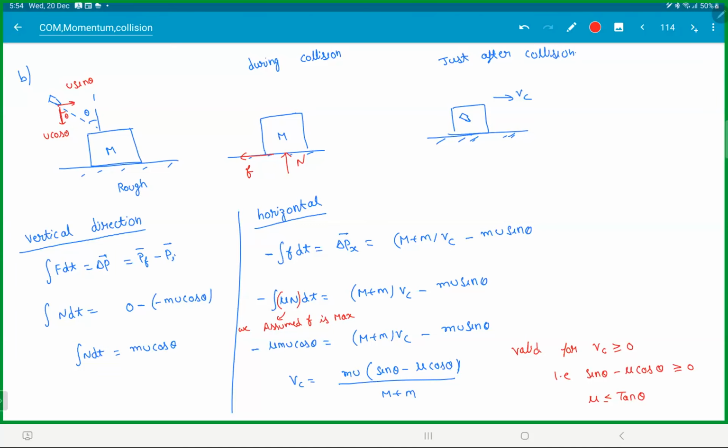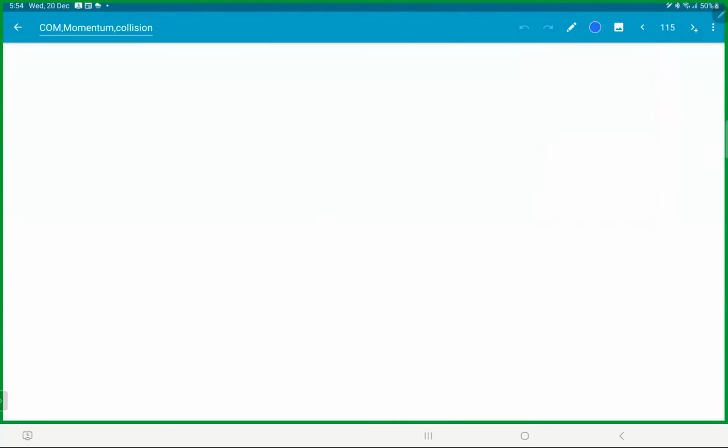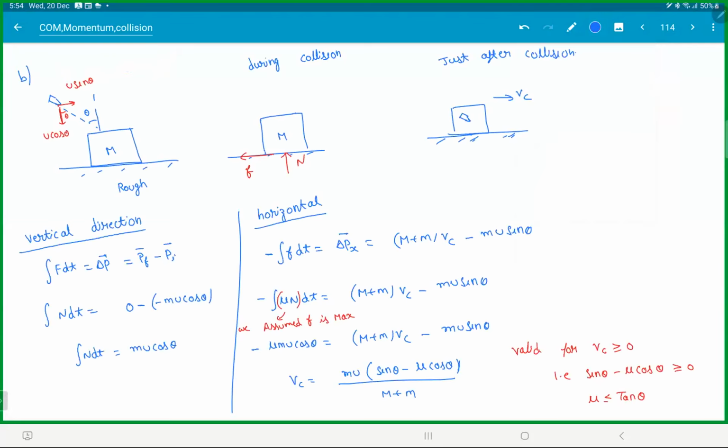Now, what happens if mu is the... The problem here is if Vc is less than 0, there is a problem with this. Can Vc be less than 0? Can Vc be negative? Think about it. Does it even make sense? The bullet is hitting this way and you're saying the block is going backward. That's a blunder. So something definitely went wrong here.